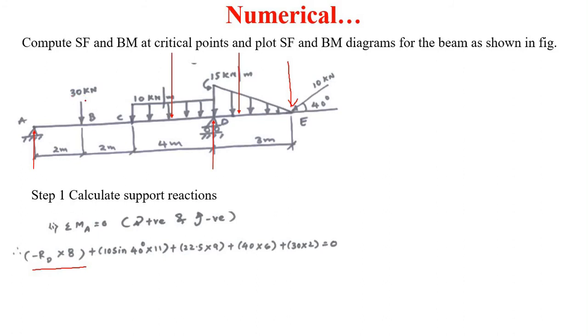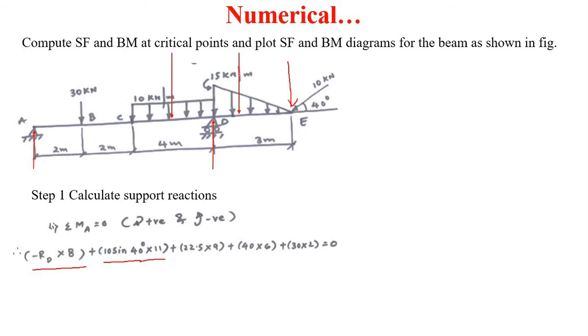Now this 30 kilonewton, and after that this 10 sine 40 degree. This 10 sine 40 degree will try to rotate in the clockwise direction, so therefore this will be plus. So plus 10 sine of 40 degree into the perpendicular distance, that is 3 meter plus 4 meter, 7, plus 2, 9, plus 2, 11. So that means 10 sine 40 degree into 11.